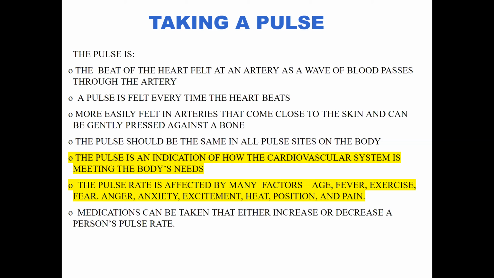It's more easily felt in arteries that come close to the skin and can be gently pushed against the bone. So the one we use most commonly is the radial pulse. We call it the radial pulse because it runs alongside the radius of the arm. So you feel it by pressing that artery against the bone, and we can feel the thump against our fingers, and that will give us what the pulse rate is.